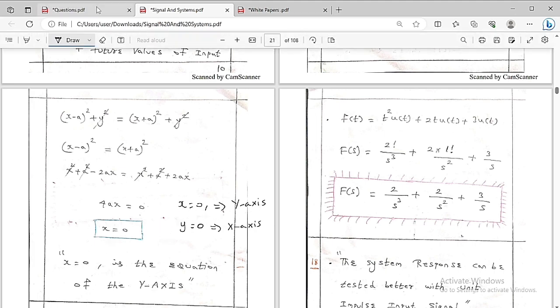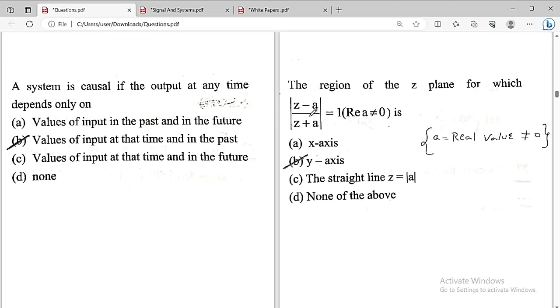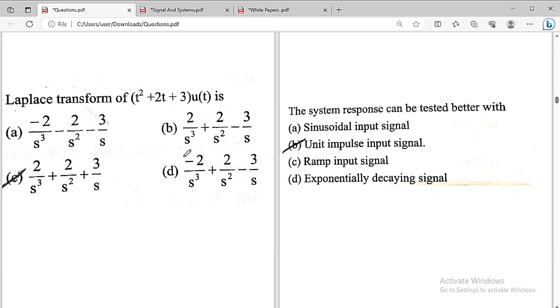The correct solution of this question means all the points which are present on the y-axis are going to satisfy this condition. So all the points which lie on the axis are going to satisfy this condition. So this is the correct solution of this question, which is the y-axis. So now we are going to solve another question.